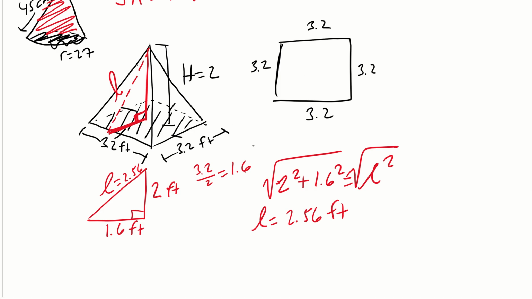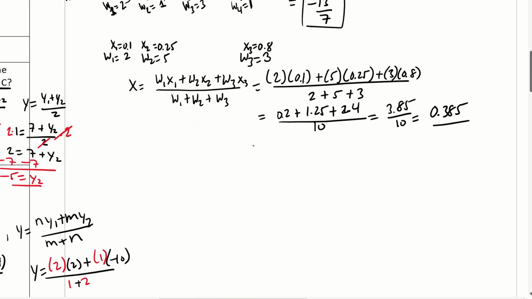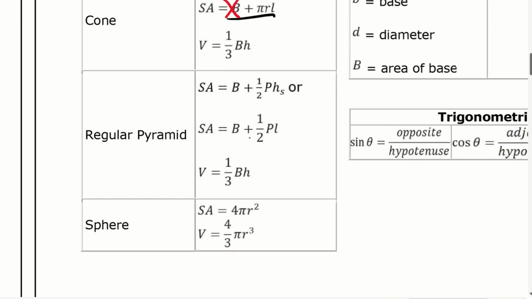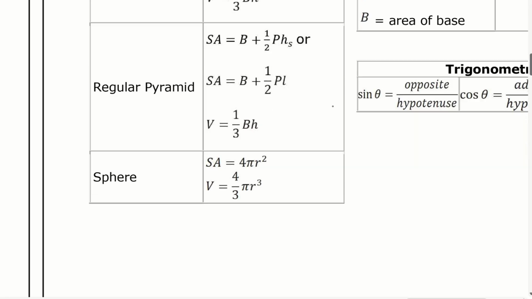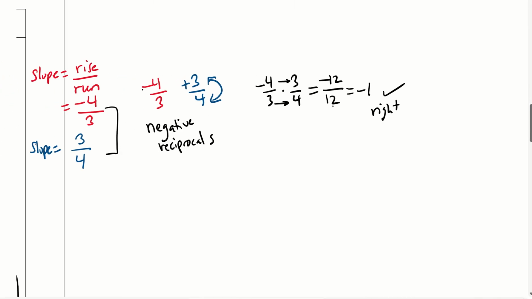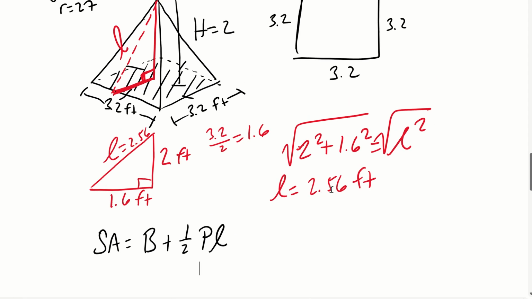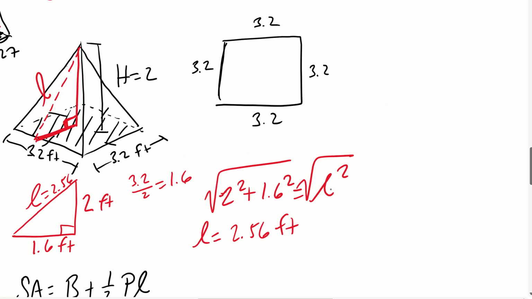Okay, so now we need the surface area of a pyramid, right? So we need to go to the formula sheet. We got a regular pyramid, so surface area. That's where that L is. You see that L? That's where that L is, which I call the cursive L. All right, so we got B plus 1/2 PL. Let me write that formula down. So SA equals B plus 1/2 PL. All right, so the base, the area of this square is base times height, right? So it's 3.2 times 3.2.